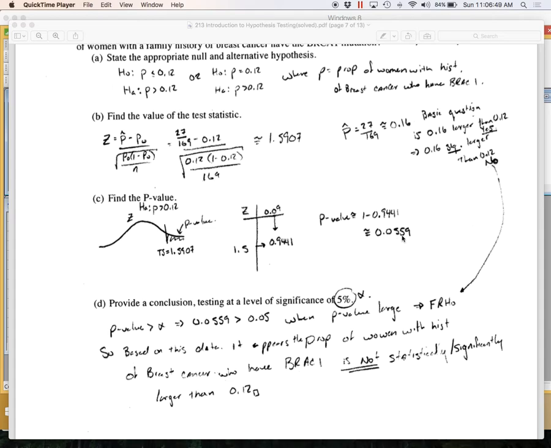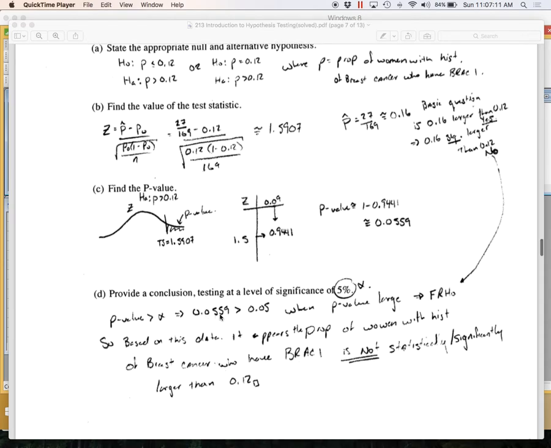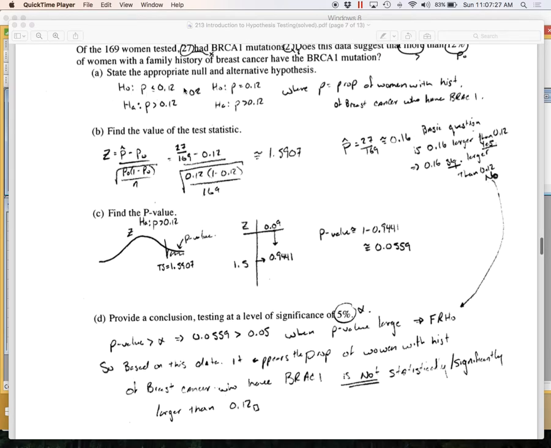Now we need to make a decision on this. Is this big or small? Before you answer, you need to have something to compare it to. Provide a conclusion testing at the 5% level of significance. So alpha is 5%. What we do is we compare the p-value to alpha. So I hope you didn't say that it was small because you don't know what you're comparing it to. Here, 0.0559 is actually larger than 0.05, which is alpha. So here p-value is large. When you have large p-values, that means you will fail to reject the null hypothesis. Here's the null hypothesis. You are failing to reject it.